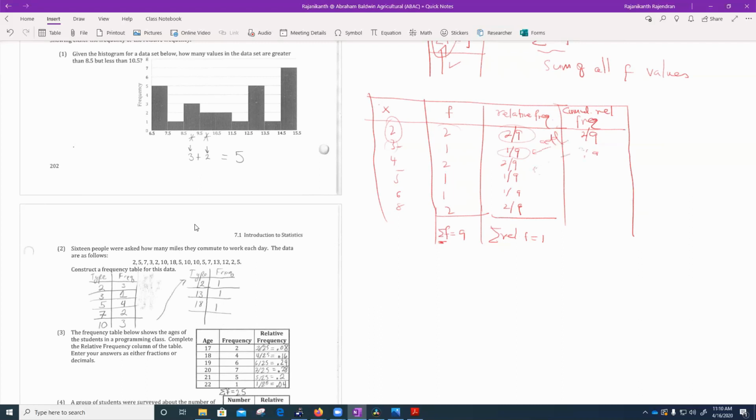Now to find the cumulative relative frequency for the next one, add these two. When you add those two, you will get 5 over 9, and keep on doing. The next one is 6 over 9, and the next one is 7 over 9. And the last one is 9 over 9, which is 1. If you do it correctly, the last one should match your total relative frequency number, which is 1. Now this is called the cumulative frequency.